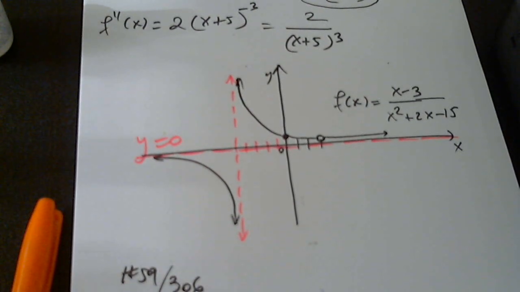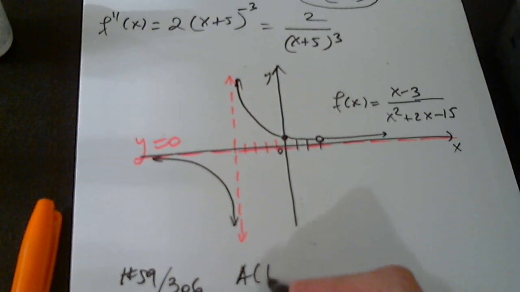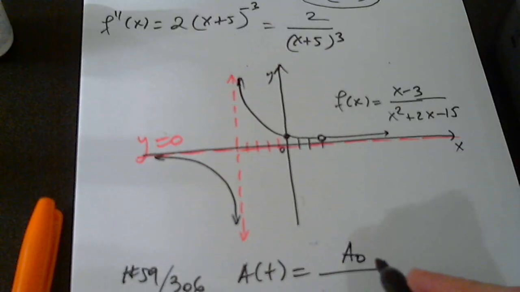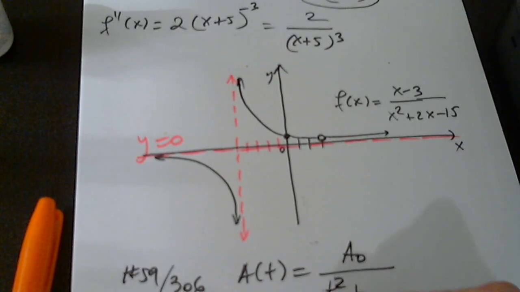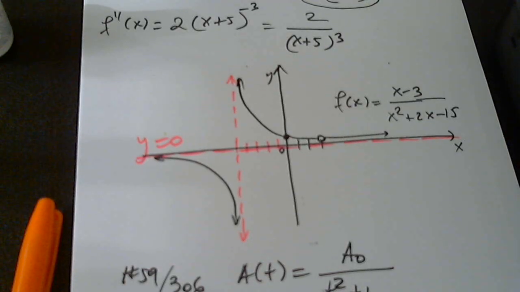Okay. So we're given a function which is A of t equals A0 over t squared plus 1. What type of function is this? A number over t squared plus 1. How do we call it? Very important to identify what it is. What is it? Is it quadratic? Is it logarithmic? Is it exponential? What is it?